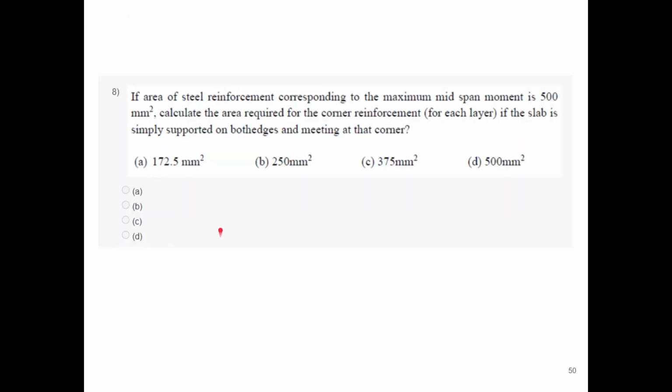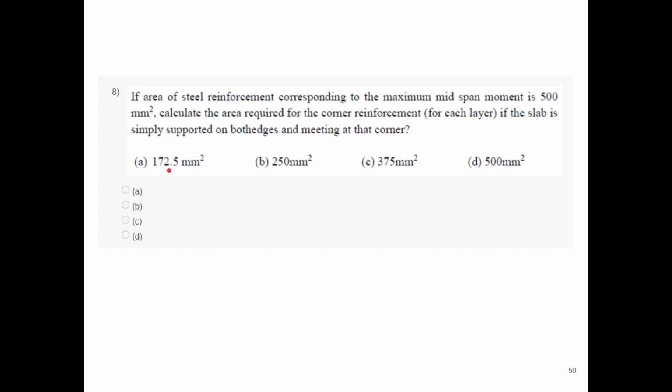Eighth question. So this is a related question now from the last question. If the area of steel reinforcement corresponding to the maximum midspan moment is 500 millimeter square, calculate the area required for the corner reinforcement for each layer if the slab is simply supported on both edges meeting at the corner. So how much should it be?